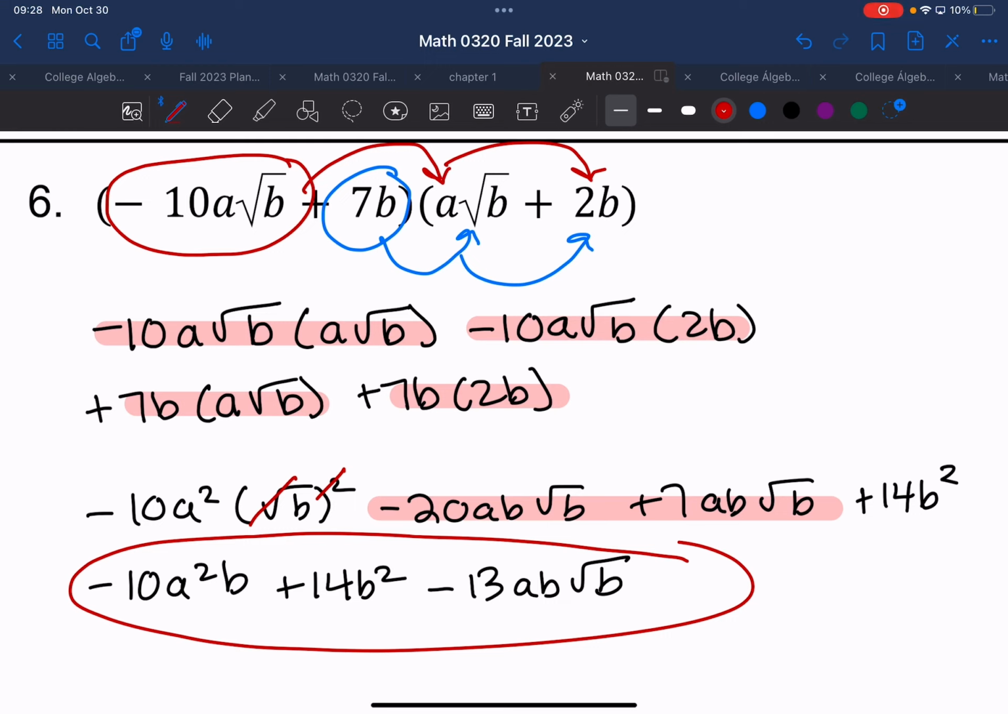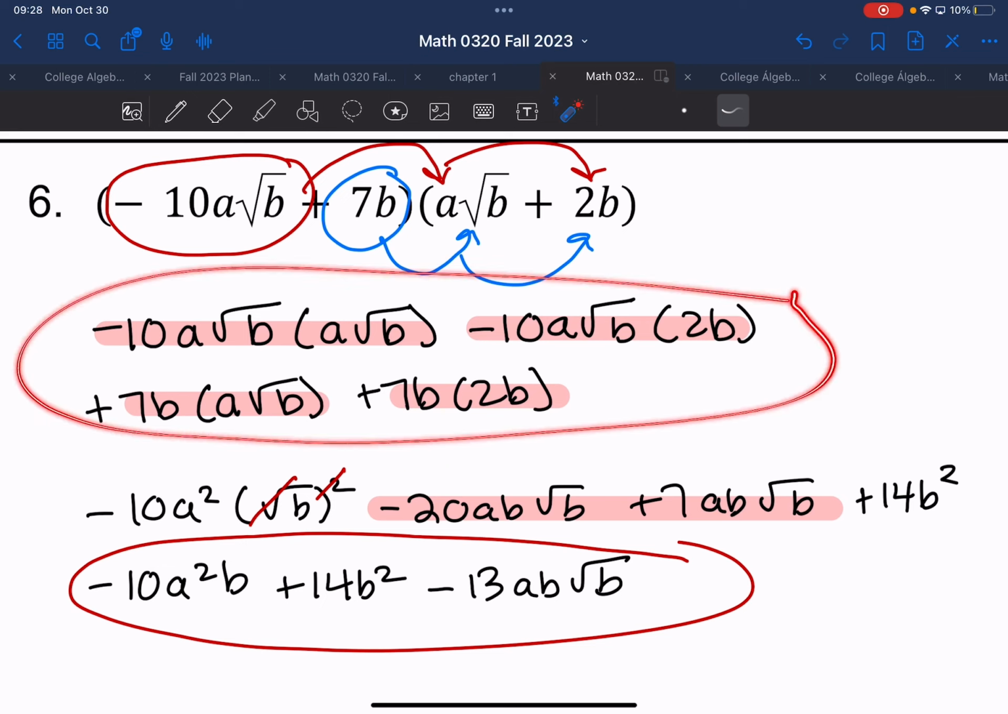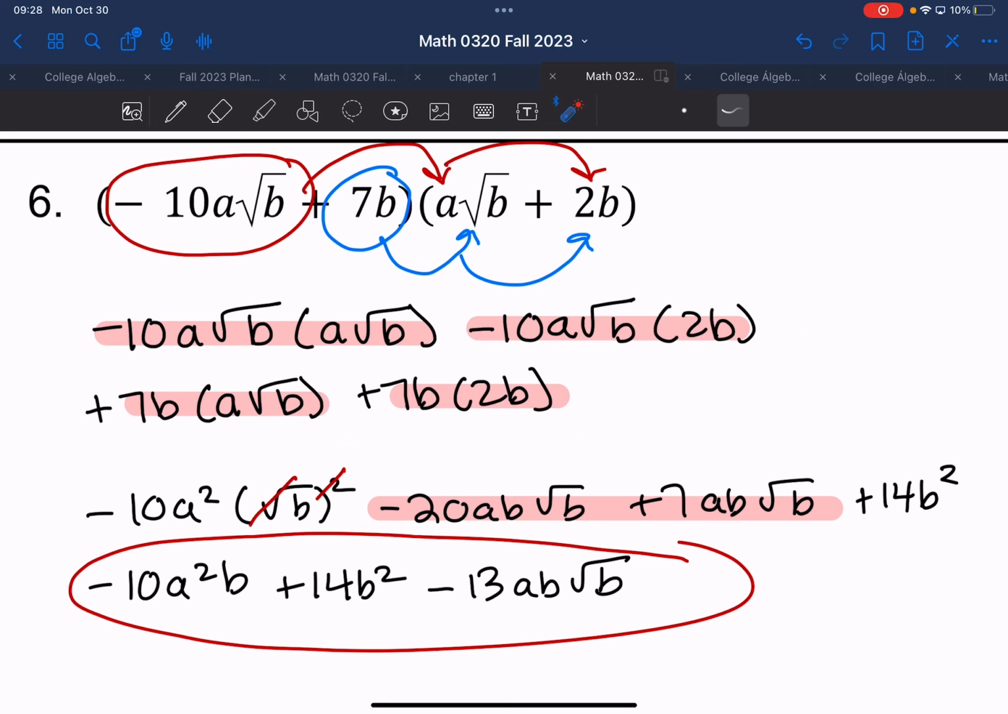Anybody got close? If you're able to get this step here of foiling and multiplying them together, then I feel like you're on the right track. Okay, any questions?